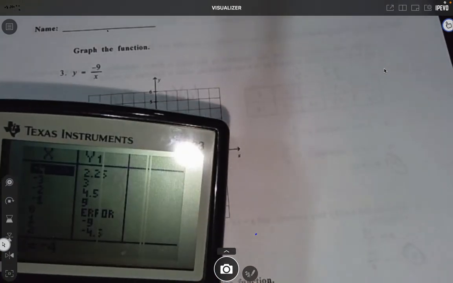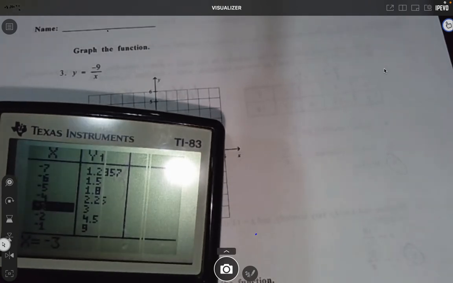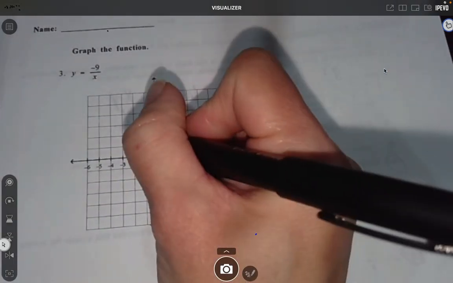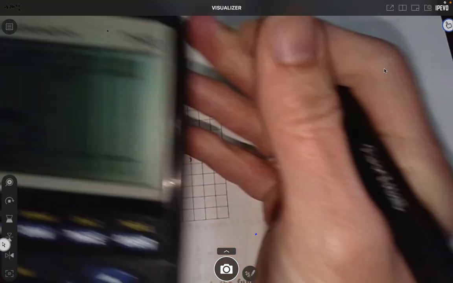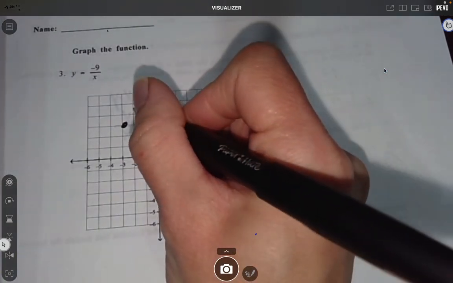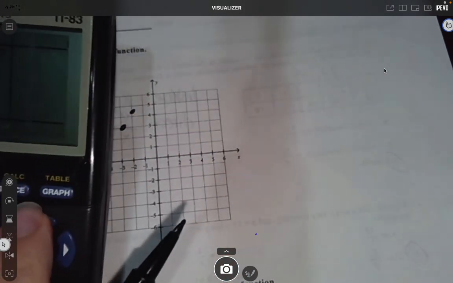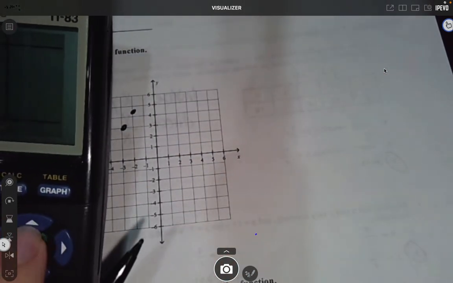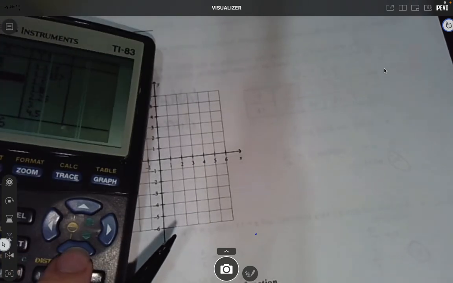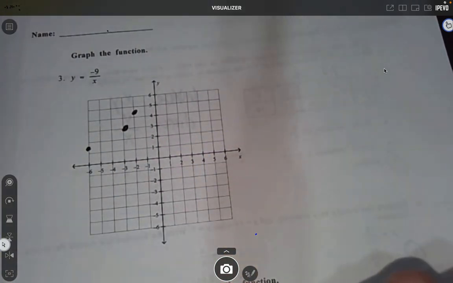And here they are. I'll go with these. Negative 3, 3. Negative 2, 4.5. I can handle that one. I'm not going to do negative 1, 9, that's kind of off the chart. I'll do negative 6, 1.5. Is everybody good with that?